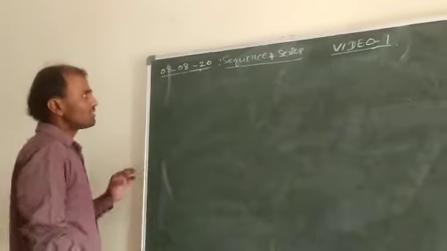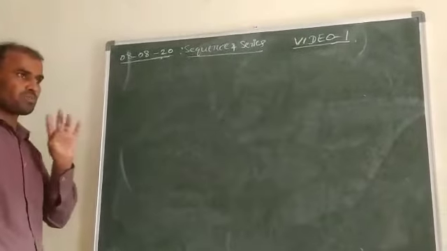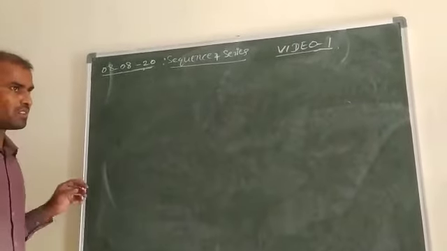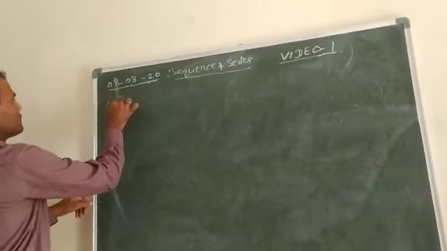Today is sequence and series. In the first series, arithmetic progression, geometric progression and harmonic progression. First we have to see the arithmetic progression.